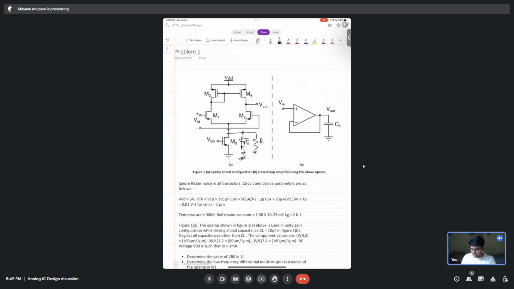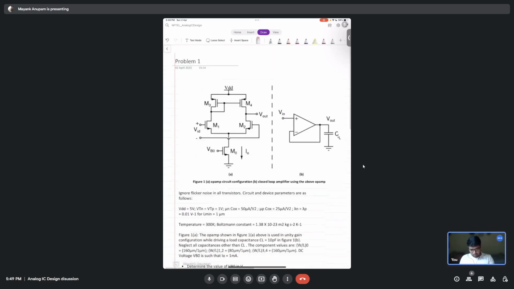For common mode range calculations, this capacitor doesn't matter, right? Because a capacitor is open circuited at DC. So for common mode calculations, you do not need to worry about the capacitor. The capacitor only adds a pole and a zero. That may come somewhere else.